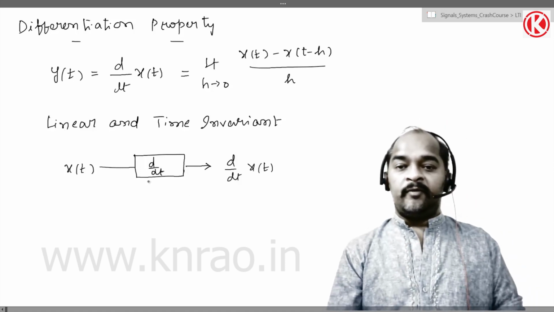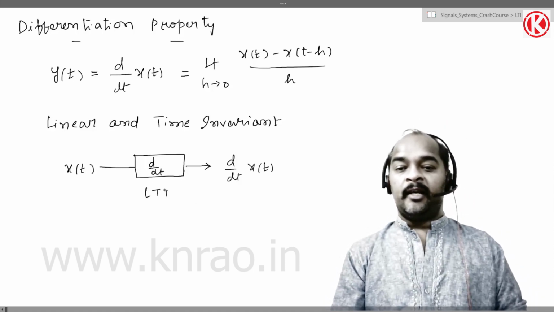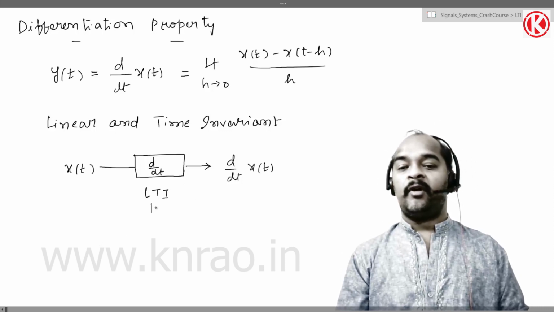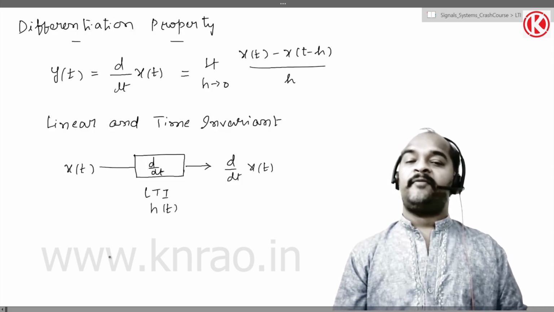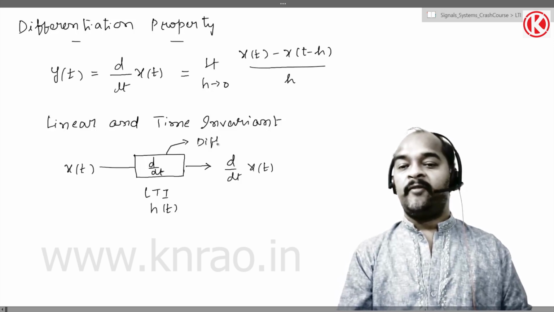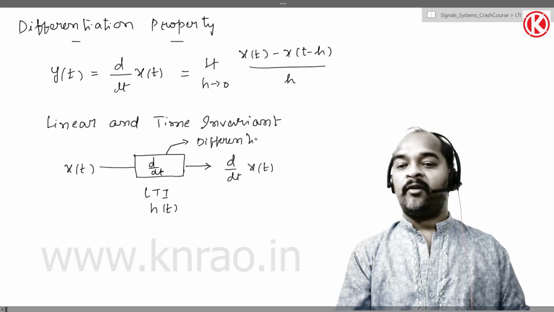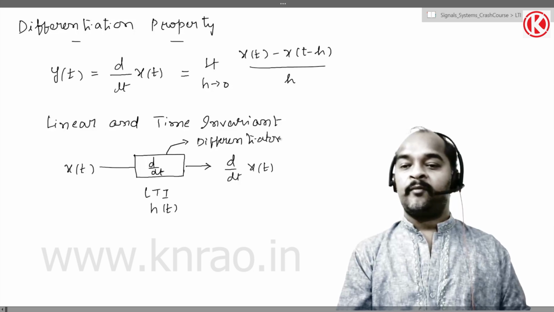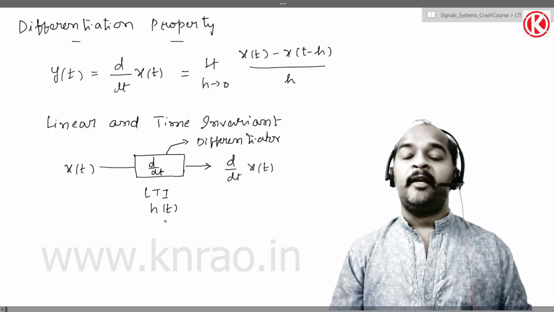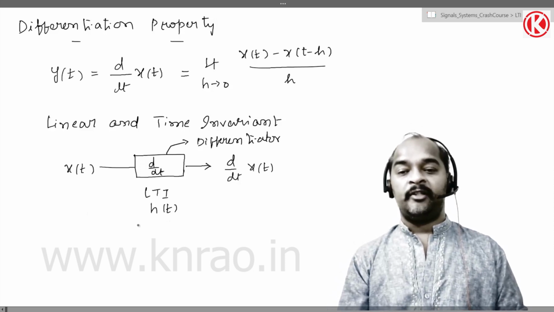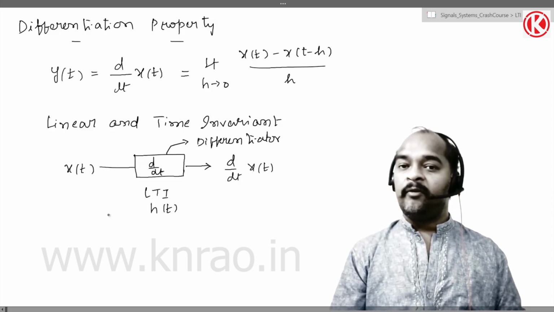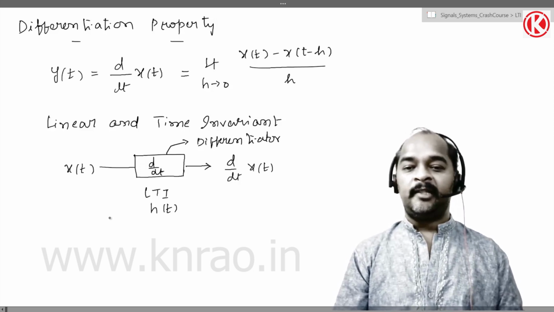Just now we have seen that this is linear and time invariant. Because of that, we should know the impulse response of the differentiator. So we call this a differentiator, and we want to find its impulse response. To find the impulse response, what should we give as input? We should give an impulse as the input.